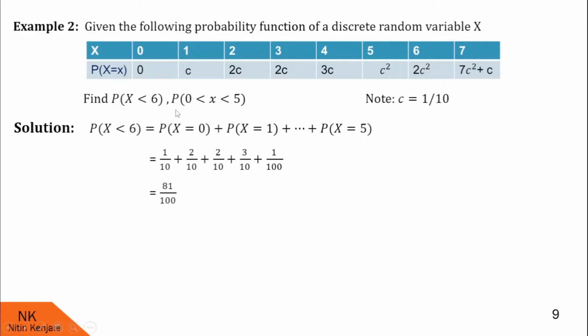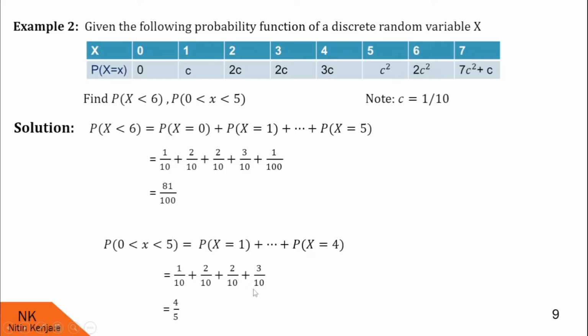Now let's find P of x between 0 and 5. So ask yourself, what are the values of x that are between 0 and 5? They are 1, 2, 3 and 4. We add probabilities of 1, 2, 3 and 4. We find it is equal to 4 by 5. Let us see another example.